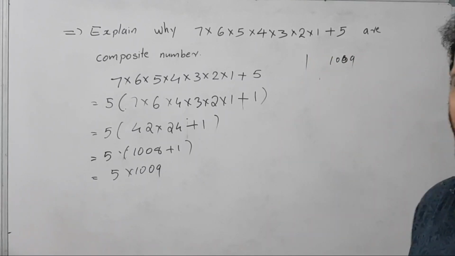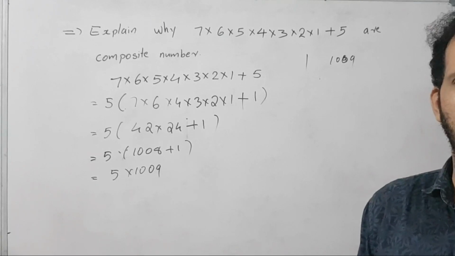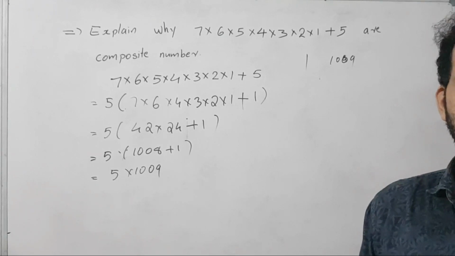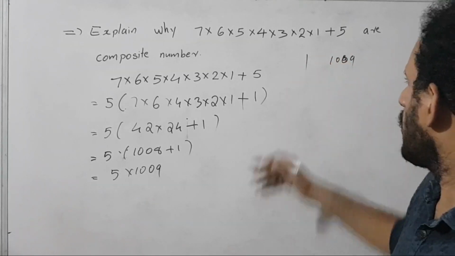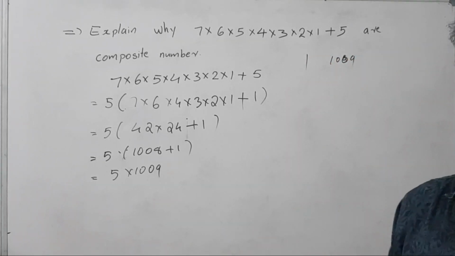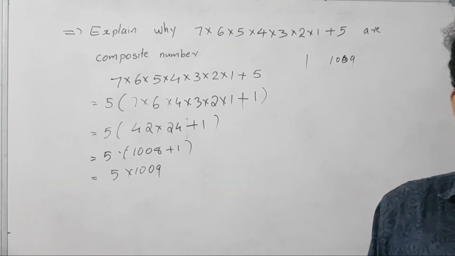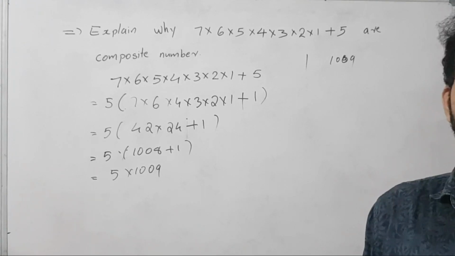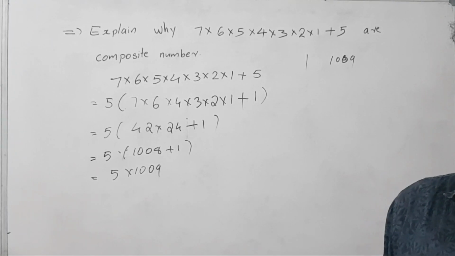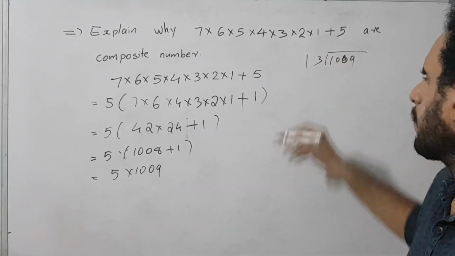The number ends with the digit 9, correct? So generally, how do we check very easily whether it is possible to divide it by any other number? The number ends with the digit 9. Then mainly it is possible only with 3 or 7, correct? So, is it divisible by 3?